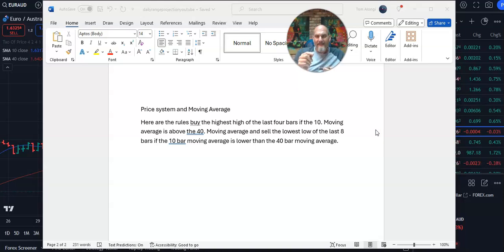If the 10 bar moving average crosses above the 40 bar moving average, you would buy the highest high of the last 4 bars with a money stop. If the 10 bar crosses below the 40 bar, you would sell the lowest low of the last 8 bars with a hard money stop.